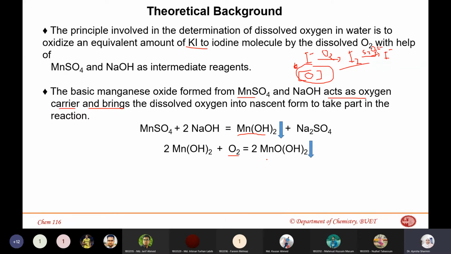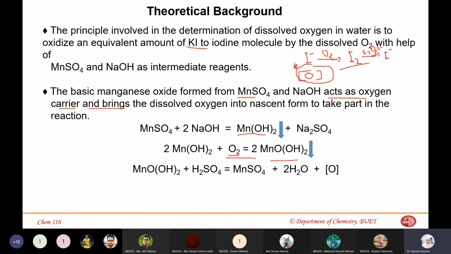Okay, so different books have different chemical formulas for this compound, because it forms so transiently. And this is also solid. Okay, MnOOH2 is also solid. So it's called the fixation of the oxygen. Okay, so the oxygen is fixed here.